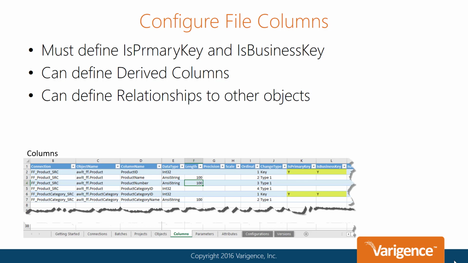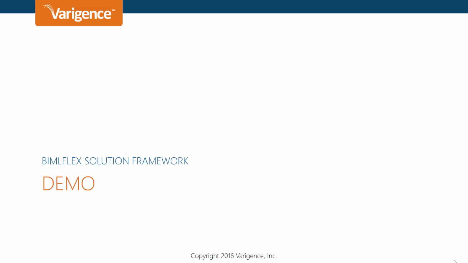As a bare minimum, for every object inside of BimlFlex, you have to have one business key and at least one primary key. You can have multiple primary keys, but you can only have one business key. So when importing a flat file, you have to know what the column is that drives the primary key, and that's required for the staging layer. So as a bare minimum, that's what it is. So I'm going to go ahead now and show you a demo.